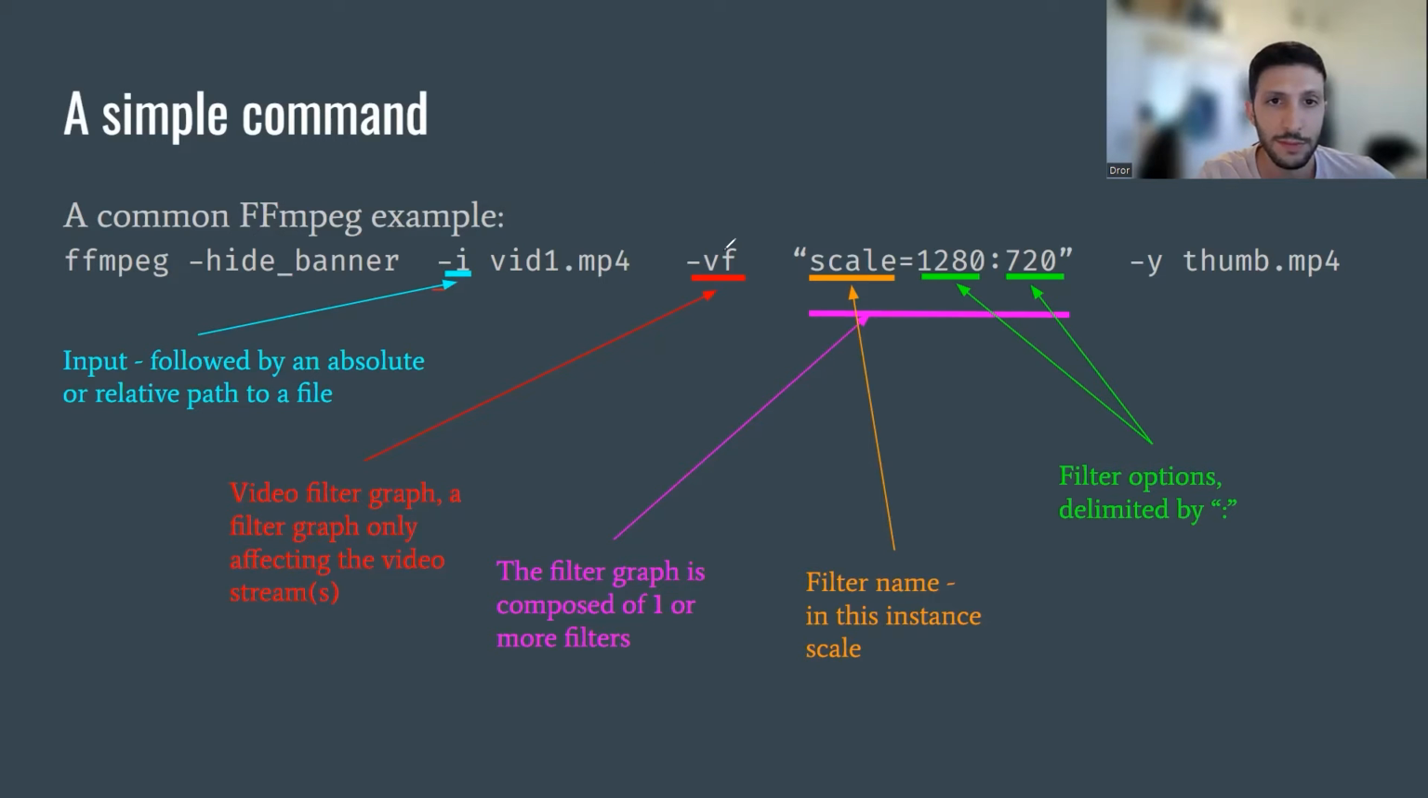VF stands for video filter, and it's followed by a filter graph, this entire thing. And this specific filter graph only applies to video streams in the provided inputs. That's what the V stands for. Scale is the filter name, and you see it equals 1280 by 720. Whenever you're providing a filter with parameters, or options as they're called in the documentation, you need to add an equal sign. And the options are delimited by a colon.